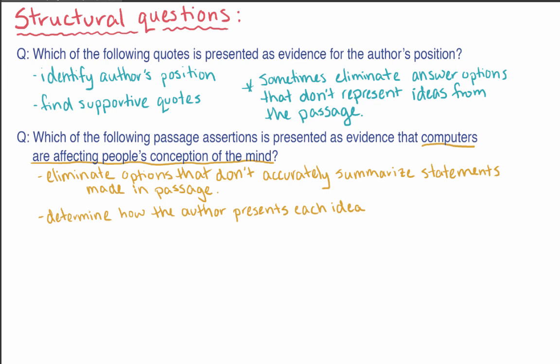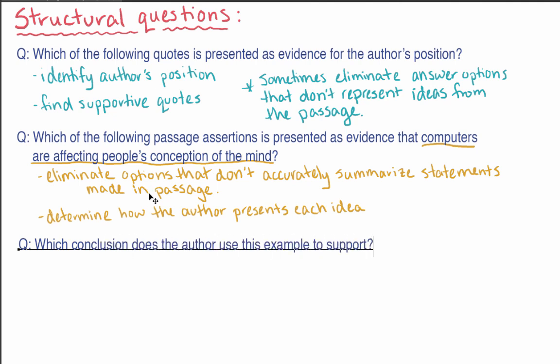Here's a third example of this kind of question. Which conclusion does the author use this example to support? Instead of presenting you with a specific claim as part of the question and asking you to identify the evidence that the author provides for it, this question does the reverse. It presents you with a piece of evidence and asks you to choose which claim the author uses it to support.